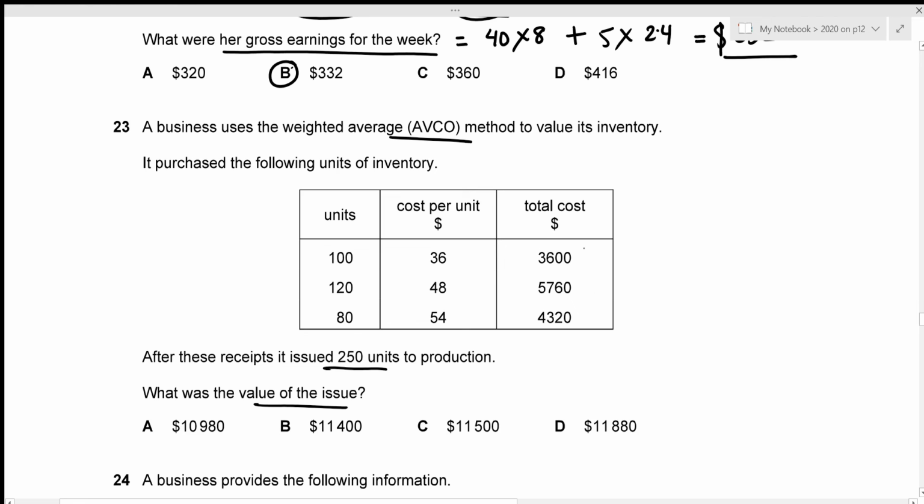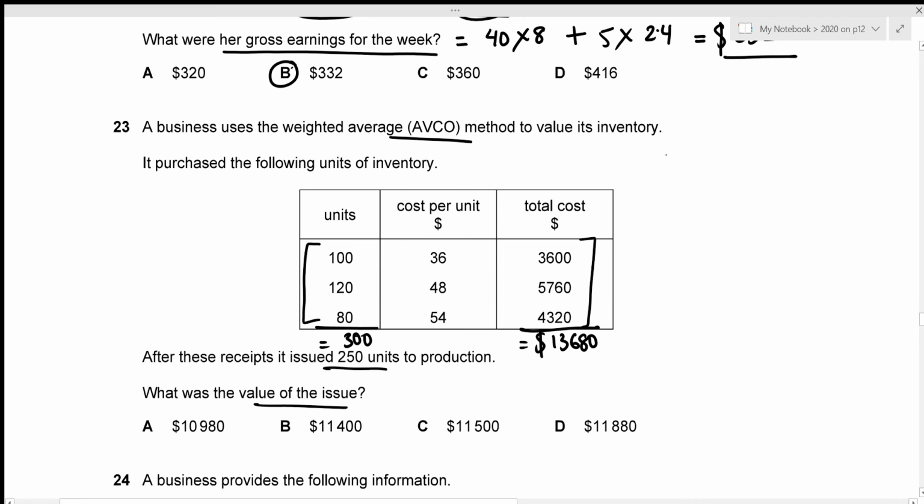Let's figure out the total of the total cost. So we need to add these 3 values. That's 3,600 plus 5,760 plus 4,320, which results in 13,680. So this is the total cost for all 3 batches. And we also need to figure out the total number of units. So we need to add these 3 values. That's 100 plus 120 plus 80, which results in the value of 300.